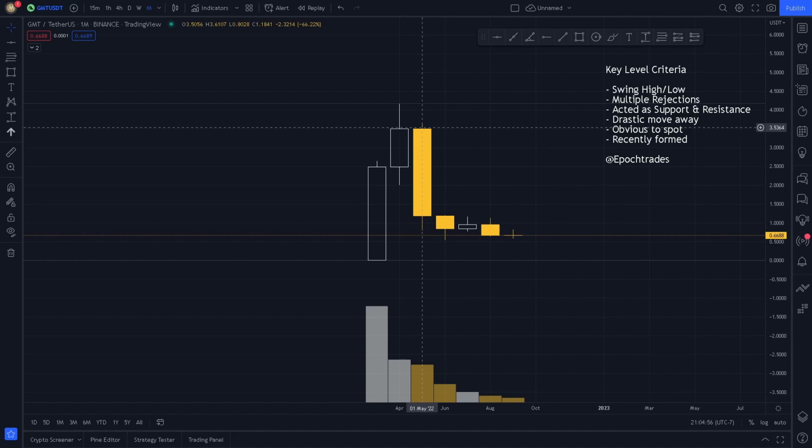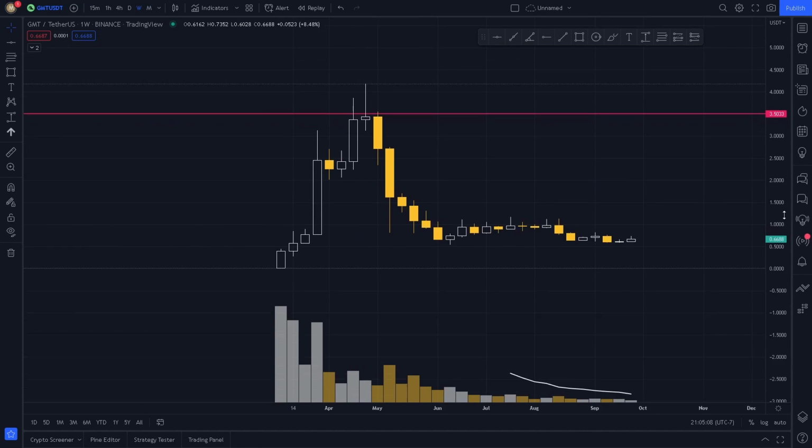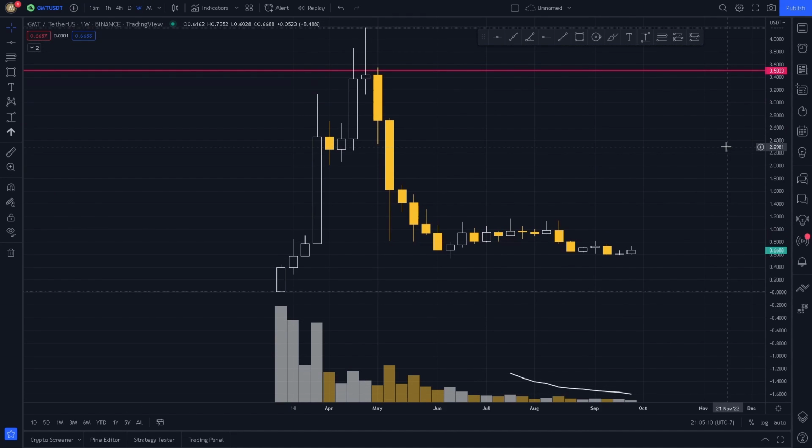The first thing that we can see is a swing high. So let's plot that there on the monthly. Now there's really nothing else on the monthly chart, so we're going to drop down to the weekly and see what we can find.